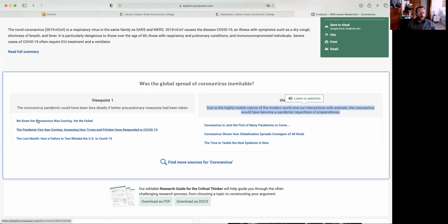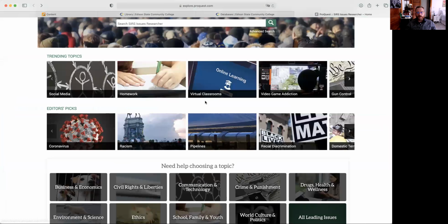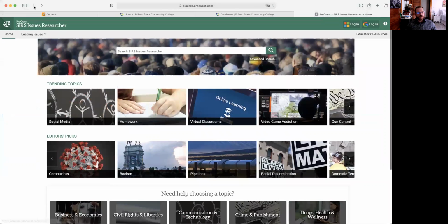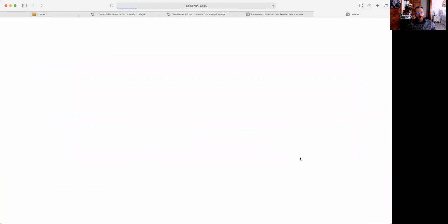Oh, actually, these are opposing right here. We knew it was coming, we failed. Few people saw it coming. So these two go against each other, and these probably go against each other or something like that. You look at these, and then you'll summarize, and you will provide some information to tell us which one has the better argument. So SIRS Researcher has it. Opposing Viewpoints also has it.